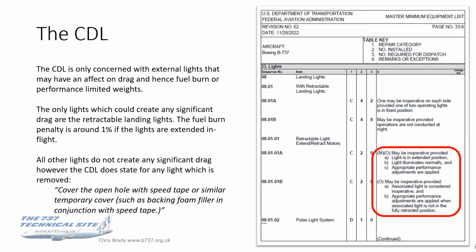However, the CDL does state for any light which is removed, cover the open hole with speed tape or similar temporary cover, such as a backing foam filler, in conjunction with speed tape. So, in other words, streamline them to reduce drag.